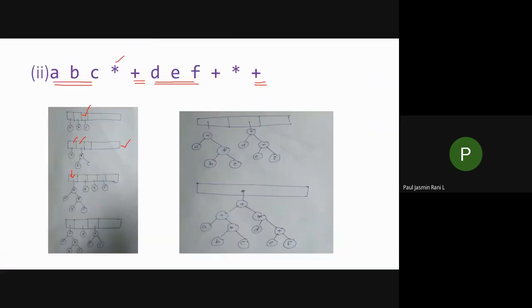After completing this, again I have to go for an asterisk, isn't it? So the next one is asterisk. It is an operator. If it is an operator, you have to pop the two elements from your stack. Then using the asterisk operator, I have to construct an expression tree. Again, I have to push that inside the stack. And the last one is your plus operator, and you have to pop those two elements from your stack and create your expression tree.